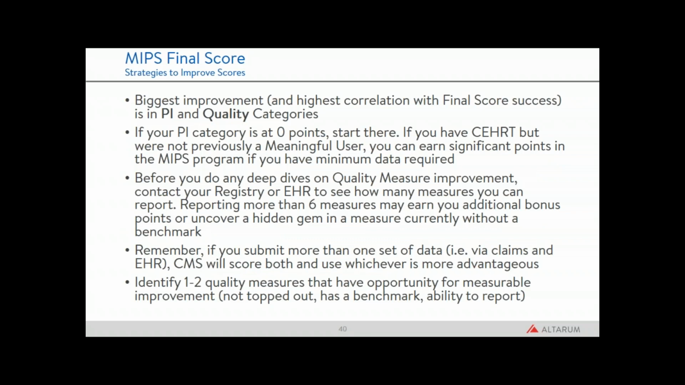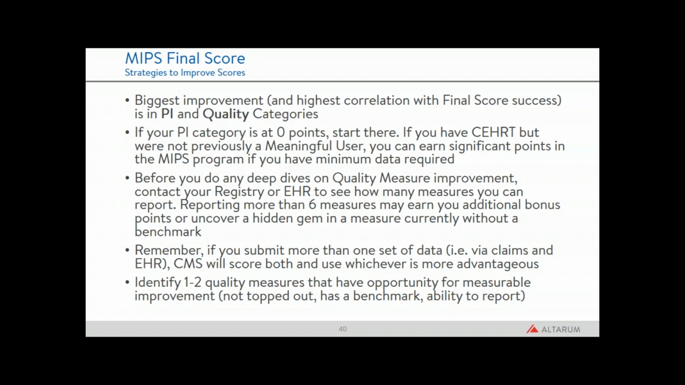Within those categories, if your promoting interoperability category is at 0 points because you're not meeting the base score, that is going to be the biggest area where you can make an improvement in your score. So if you're not meeting the base points requirement in the promoting interoperability category, I would start there. If, however, you are meeting that, then I would definitely focus on the quality category.